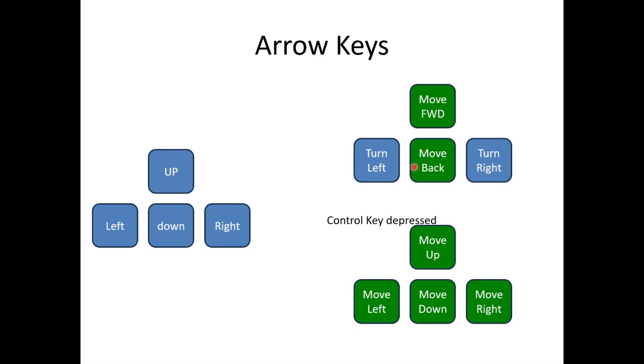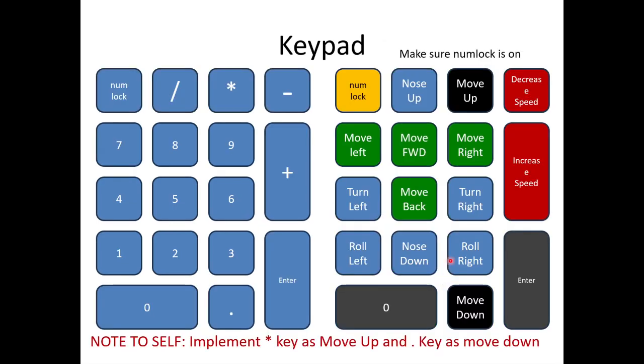So the arrow keys will do the same thing as the 8 and the 5 key, move forward, move back, and the 4 and the 6 key, turn left, turn right. If you hold down the control key, this is where you get the move up and the move down, and the move left and the move right. But you only get those with the control key. What I should do to make them available on this keypad is make these keys also for move up and move down.